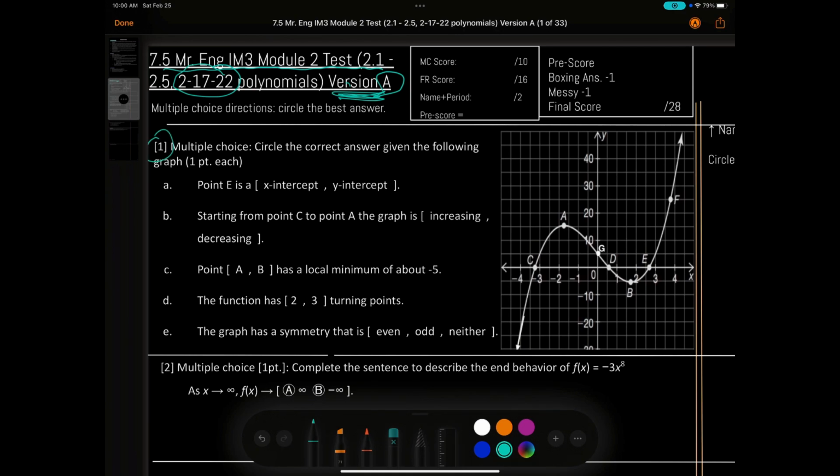Question number 1, circle the correct answer given the following graph. Point E, if I locate it on my graph, is here, and this is touching the x-axis. This is called the x-intercept.